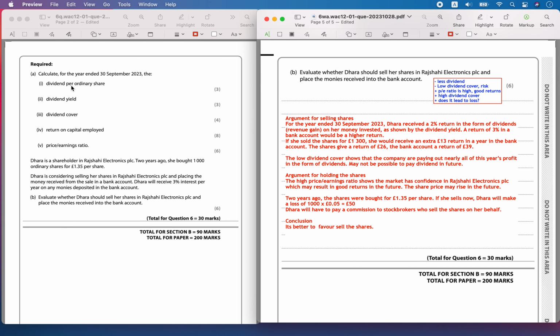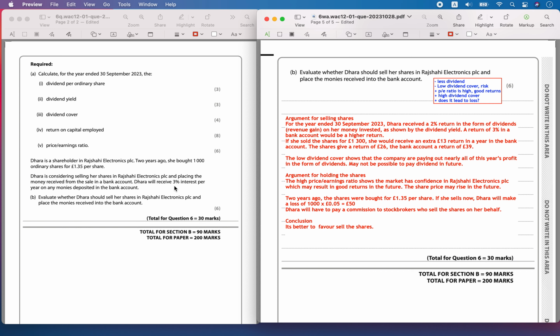In part A of the question, we had been asked to calculate a series of accounting ratios: the dividend per ordinary share she received, the dividend yield, dividend cover, return on capital employed, and the PE ratio. Dhara had bought 1000 shares for 1.35 per share, and because of these accounting ratios she is able to judge whether she has to sell her shares and keep the money in the bank account.